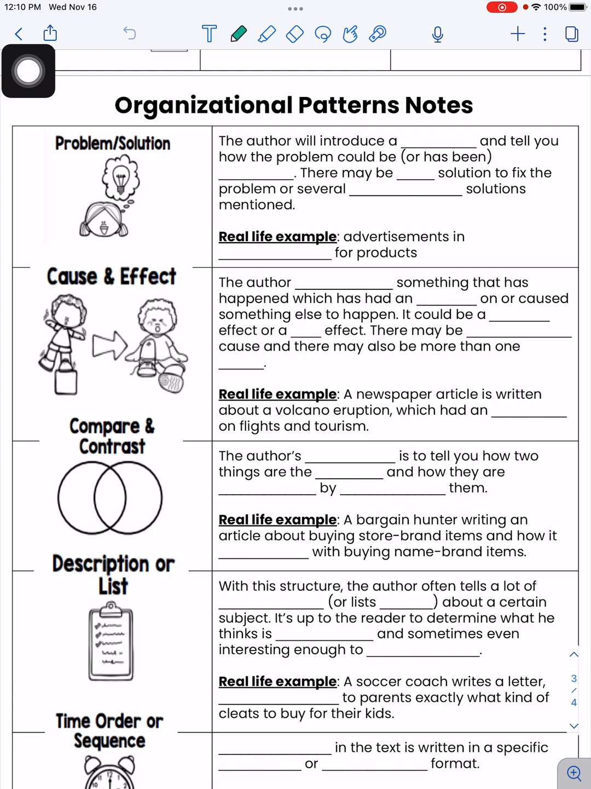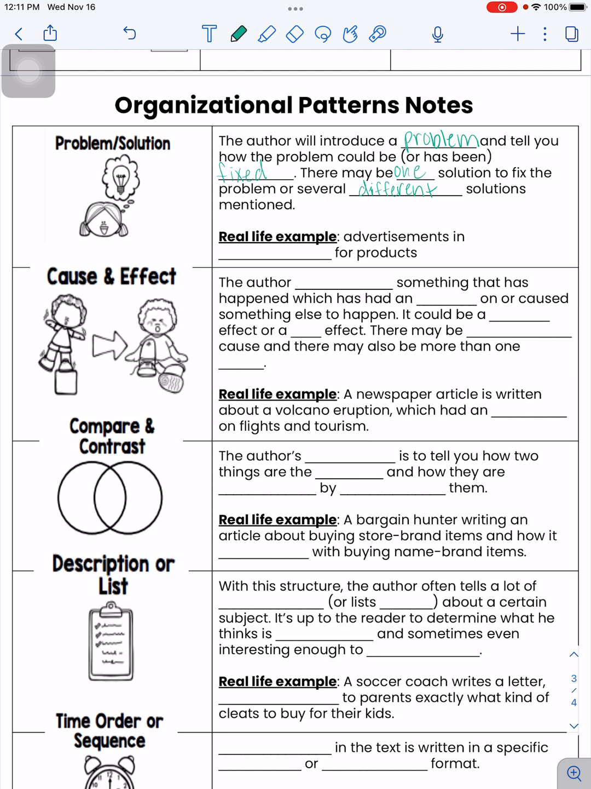So, problem and solution. The author will introduce a problem and tell you how the problem could be or has been fixed. There may be one solution to fix the problem or several different solutions mentioned.